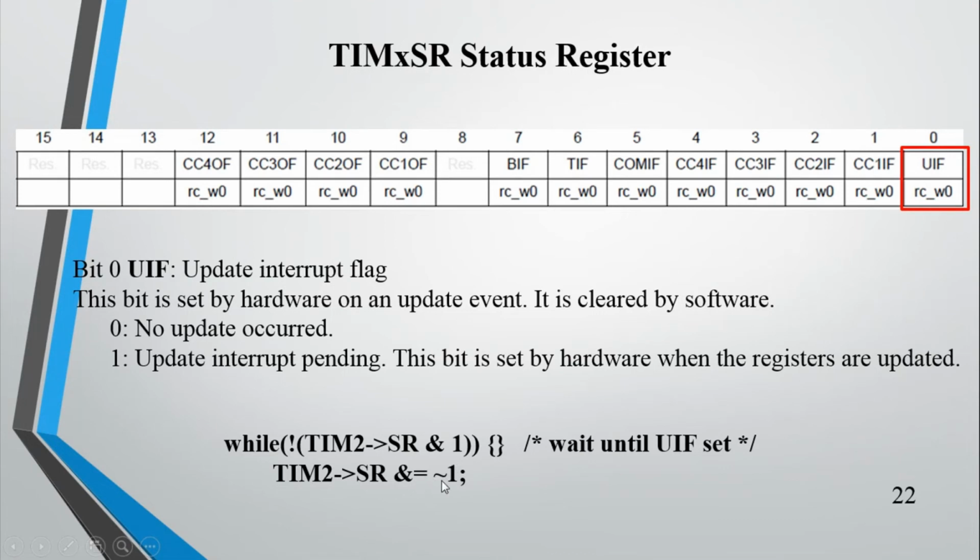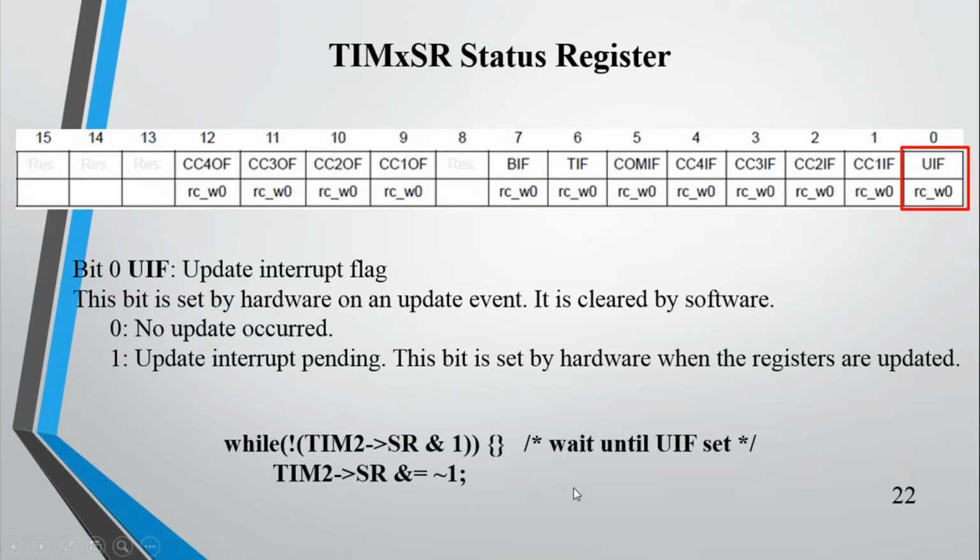SR &= ~1. I have told that whenever you are giving tilde number, that particular bit will be cleared. Tilde 1 means it is nothing but tilde 0001. That means 0th bit of this will be cleared. Why is it cleared? SR &= ~1. Tilde of 1 means it is complement of 1. Right? What is complement of 1?